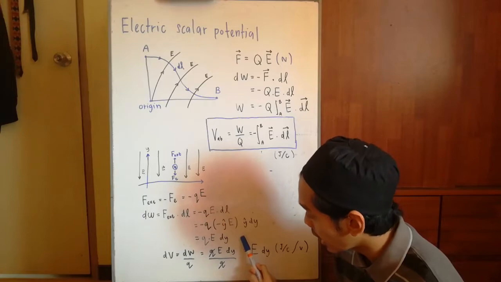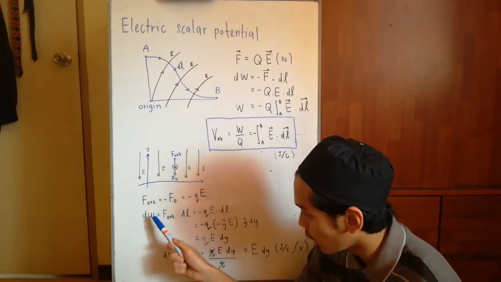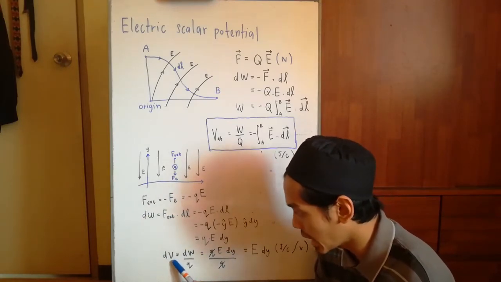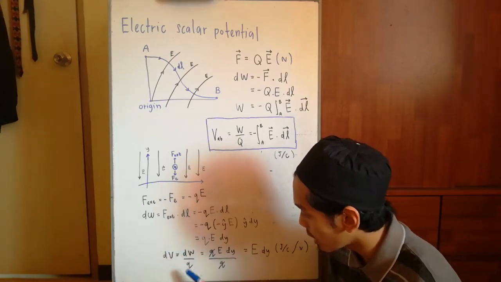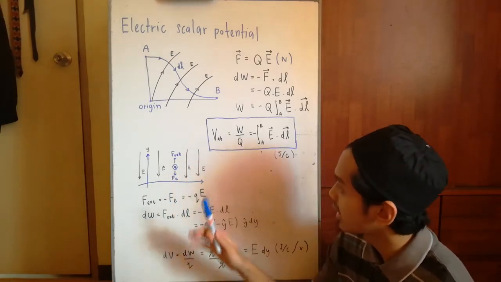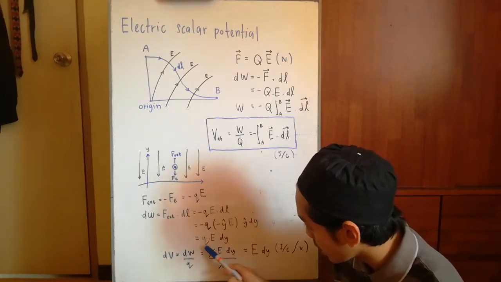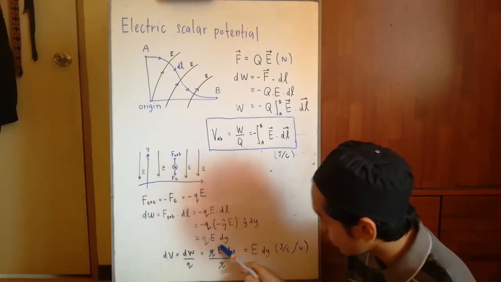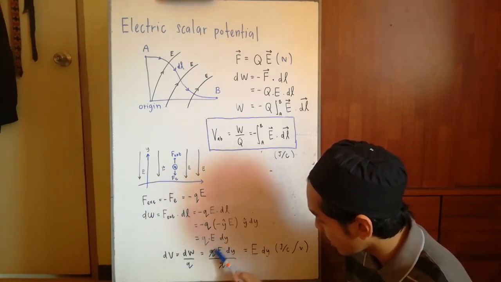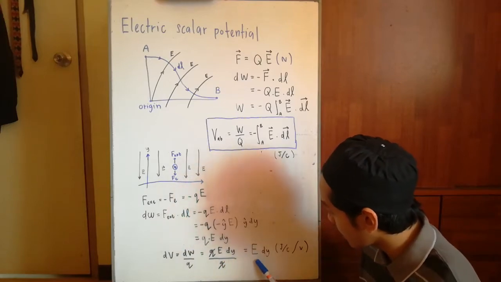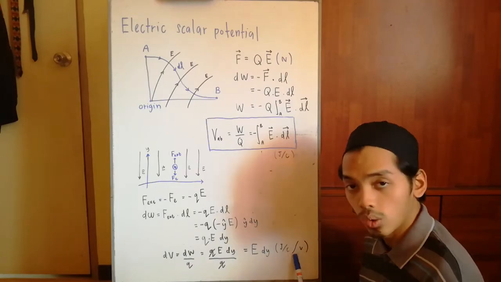Then with this formula we can also get differential voltage. Differential voltage equals differential work divided by Q. So this dW is Q E dy over Q, so we can cut off and we get E dy, and the unit is joule per coulomb or volt.